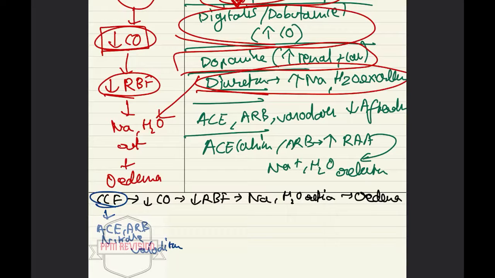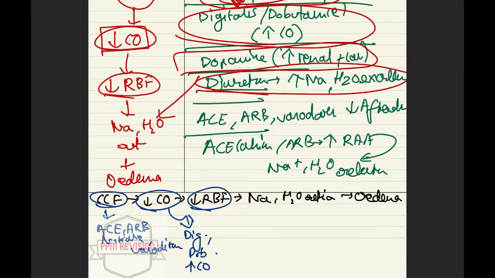Now moving ahead to the next step, that is decreased cardiac output. What can be used is digitalis and dobutamine. So digitalis and dobutamine increase the cardiac output.